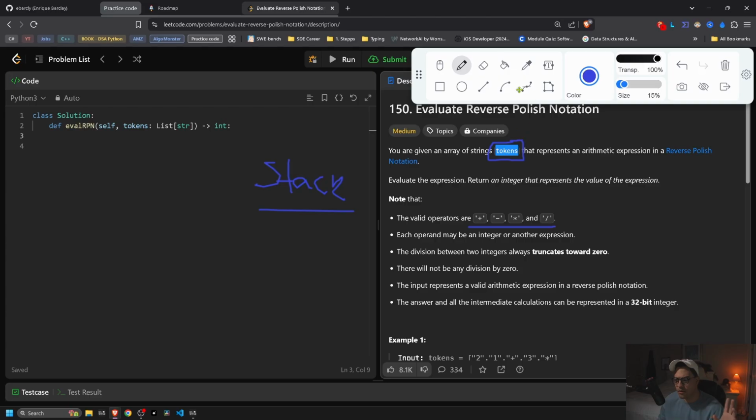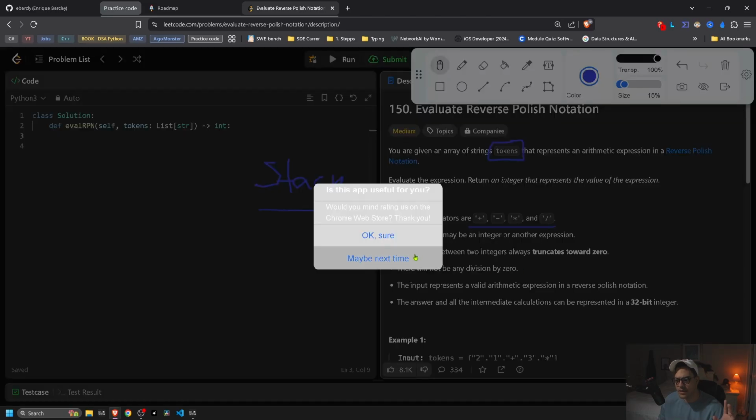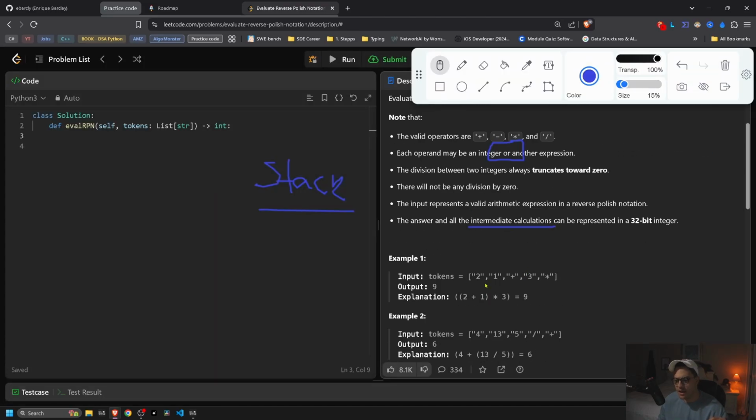Notice how these integers, these numbers, are coming in as characters, right? They are surrounded by quotes, right? So we're going to have to convert these integers at some point, or rather, convert the strings into integers.